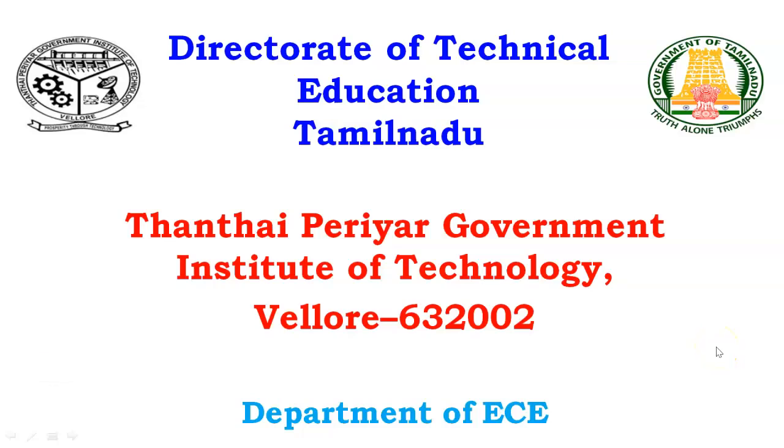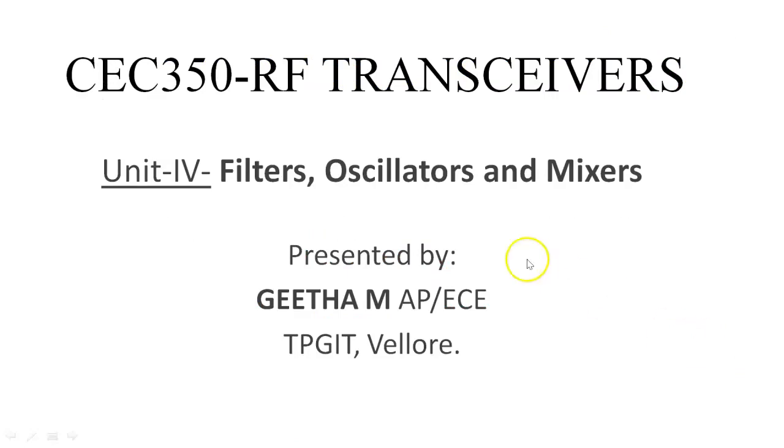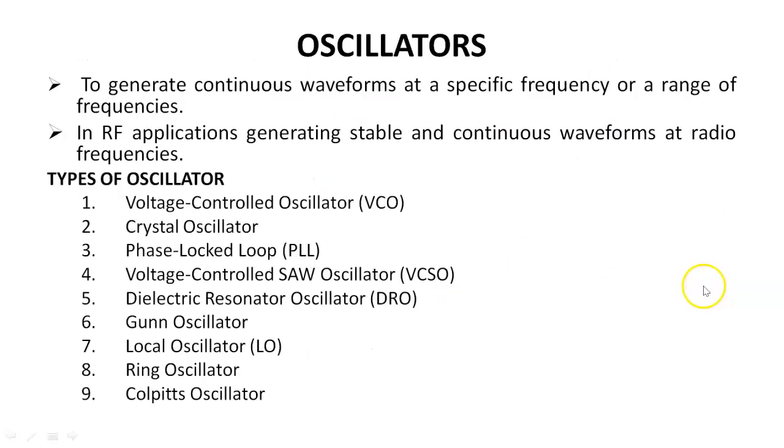Hello everyone. In this lecture, we are going to see about oscillators in RF transceivers. Oscillators are electronic circuits or devices that generate continuous waveforms at a specific frequency or a range of frequencies. They find extensive use in RF systems, audio circuits, clock generation, and many other fields. In RF applications, they generate stable and continuous waveforms at radio frequencies.